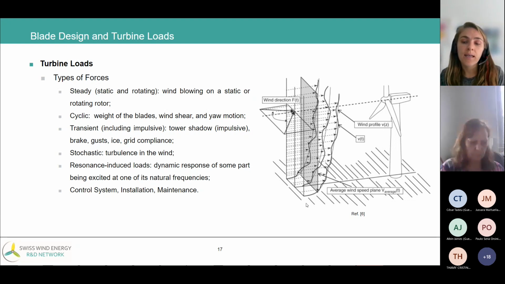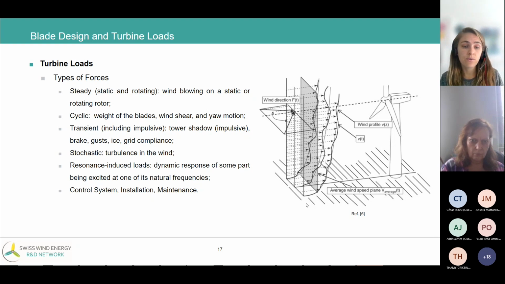Control system. Once you do the design of the blade and later the design of the control system, sometimes you want to avoid situations of high loads by making use of the control system, let's say derating the turbine or changing the pitch. But then you can introduce other loads to the turbine, so the control system has to be very well designed.